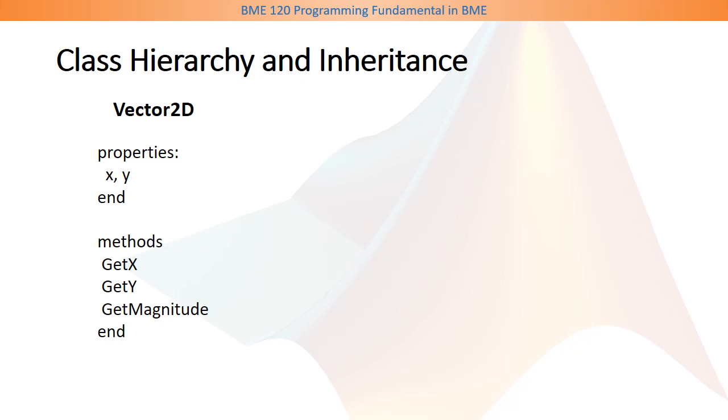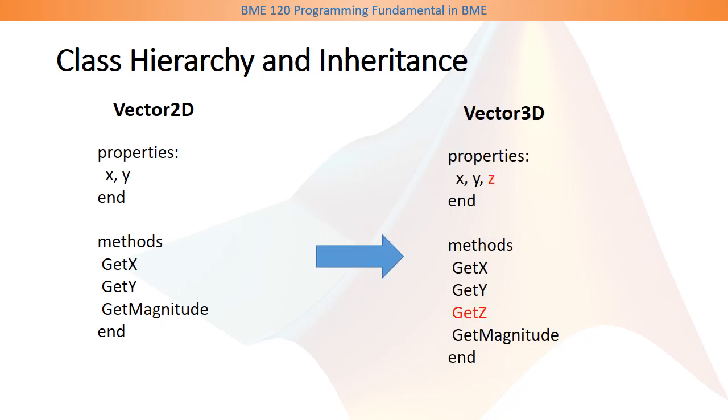We can generate a new class, which is vector3D. Vector3D and vector2D have some differences. It has a new third coordinate. And also, it has a new method called getZ to retrieve the third coordinate. In addition, the method getMagnitude is different from the method in vector2D. Therefore, it will override the method in the superclass vector2D and provide new code so that it can calculate the magnitude of the three-dimensional vector.